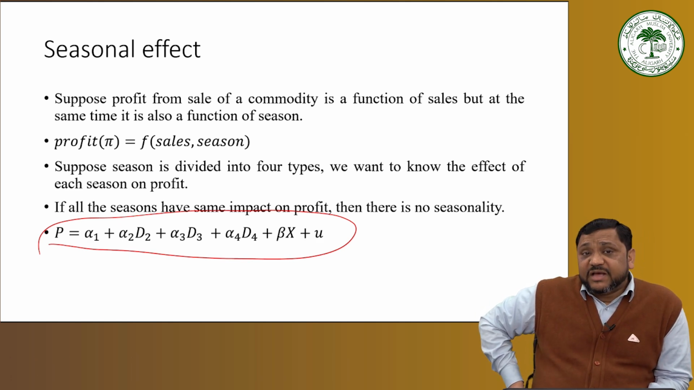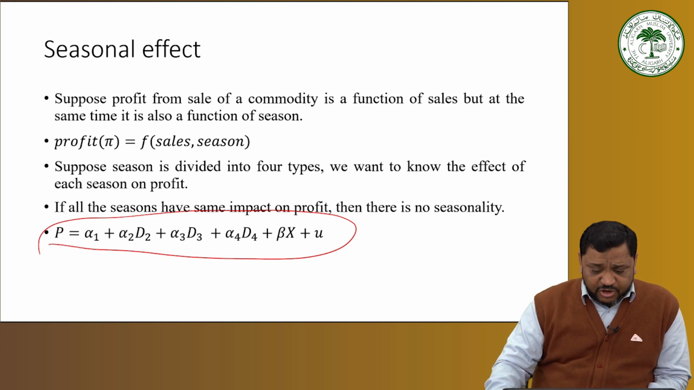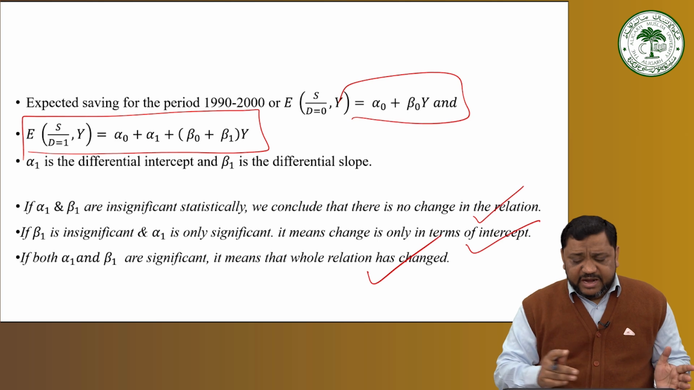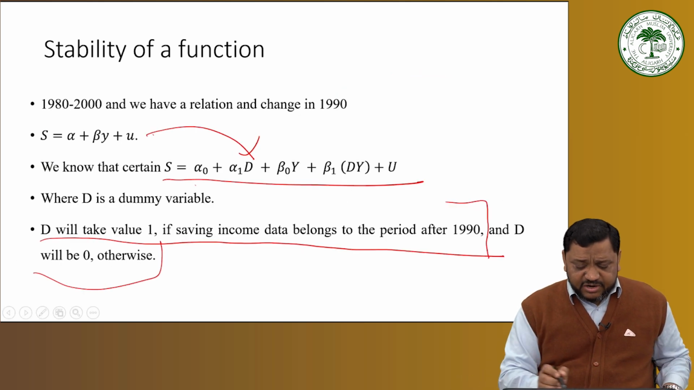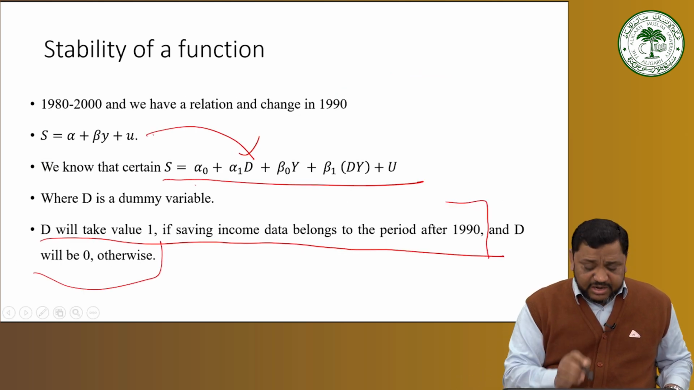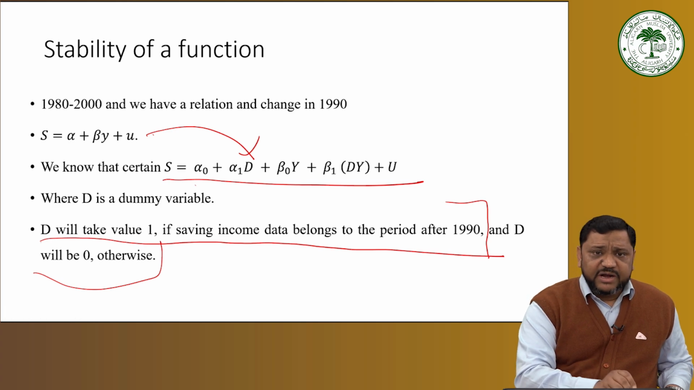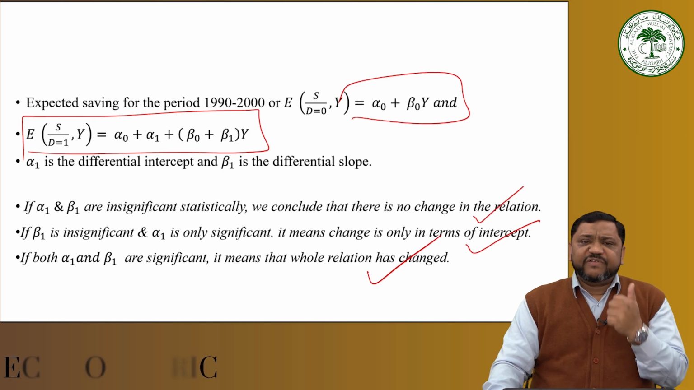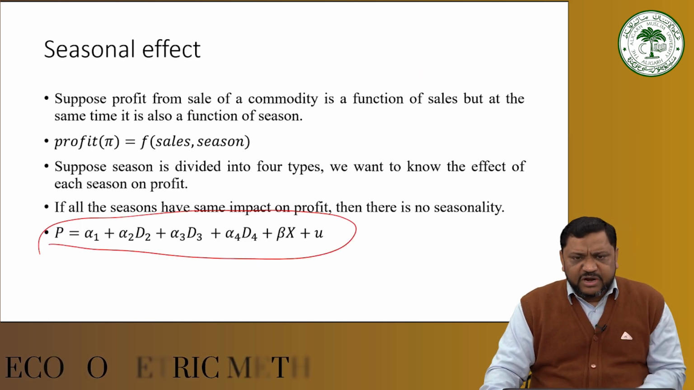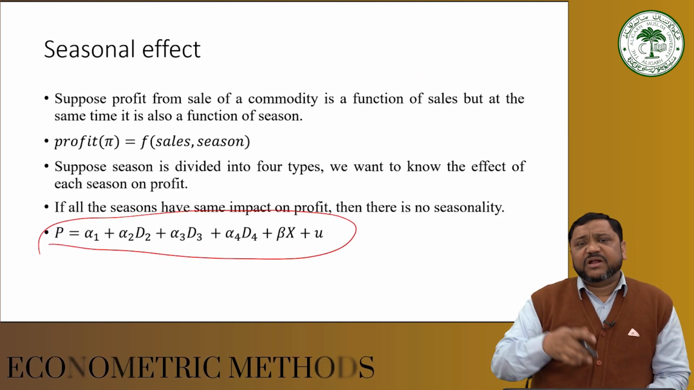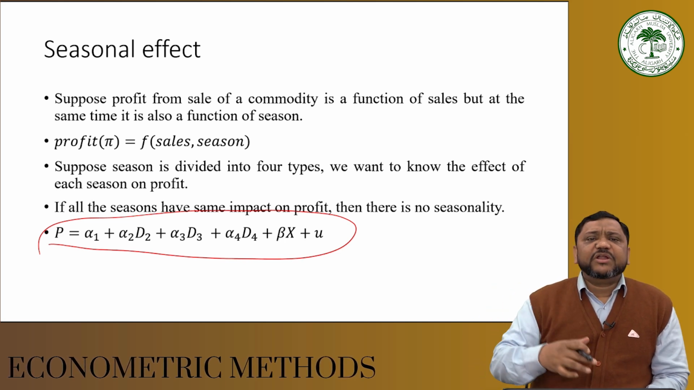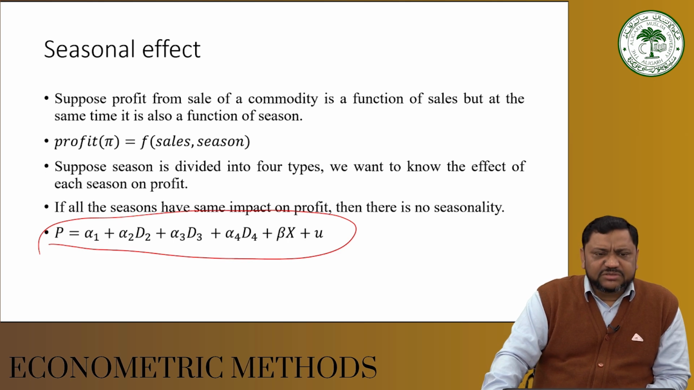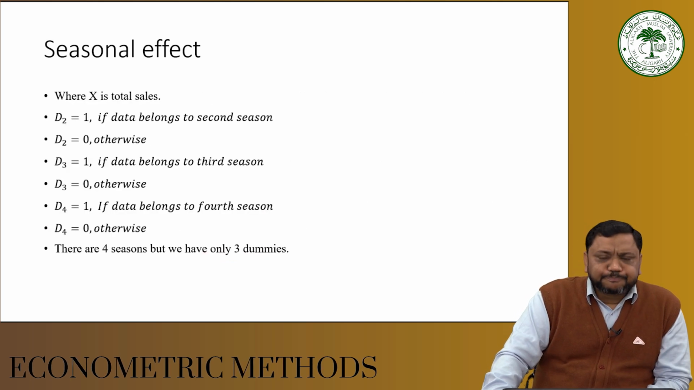If there are 2 categories, like we have seen before in the wartime and saving function, one period is before 1990 and the other is after 1990, we take only one dummy variable, d is equal to 1 and d is equal to 0. Similarly in wartime and peacetime, we took only one dummy variable when we have 2 categories. So when there are 4 seasons, we need to incorporate only 3 variables. We will see why this is done once we progress with this lecture.